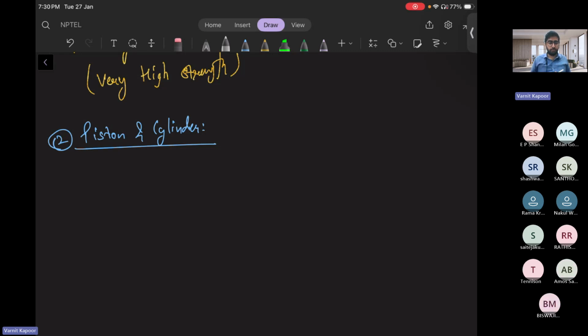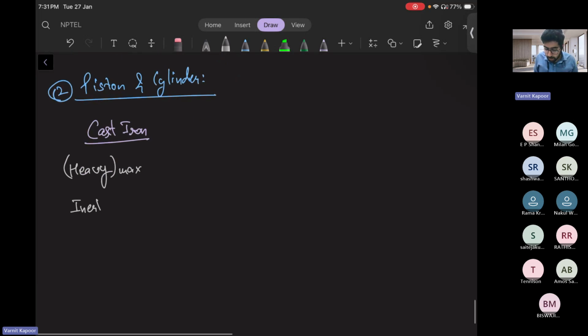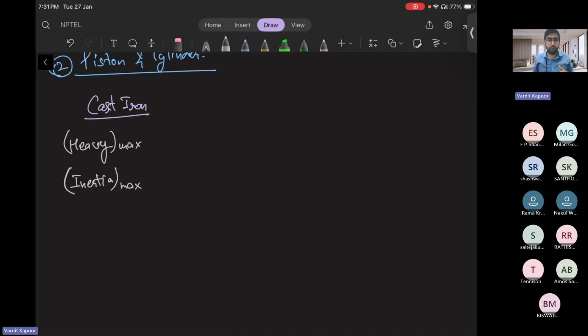So I can write the first one: cast iron. If you want to start a piston cylinder arrangement of cast iron, these are quite heavy, maximum of all the above. Also, the inertia stored will be very high, and similarly, if something has so much inertia and is very heavy to start, the fuel consumption will also be very high.